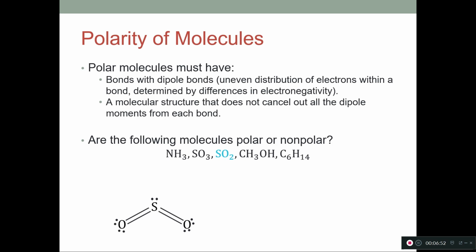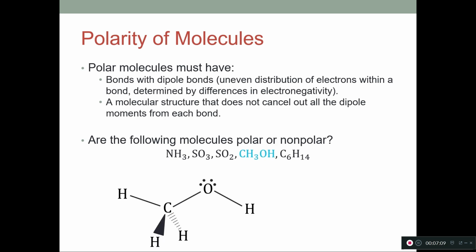We'll try this with our sulfur dioxide. We again put our dipole moments on the bonds here. If we put them end to end like this, we see that there is a net change now, and therefore there is a net dipole. That means that this would be a polar molecule.